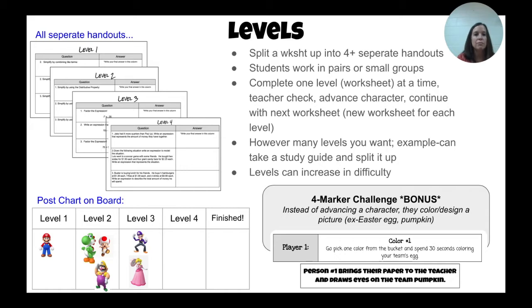I've also mixed this up with a 4-marker challenge this year, and instead of advancing a character, they get to color or design a picture. Most recently I did it with an Easter egg. They reach into a bucket, and whatever color they get, they have 30 seconds to design their Easter egg. Or around Halloween, you could do a pumpkin, so the first person would do the eyes or whatever. Just a way to mix it up instead of just moving a character around.